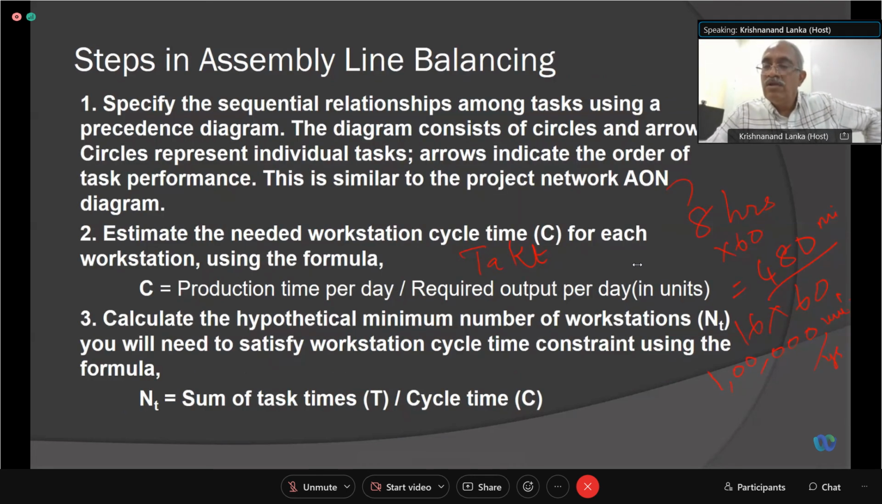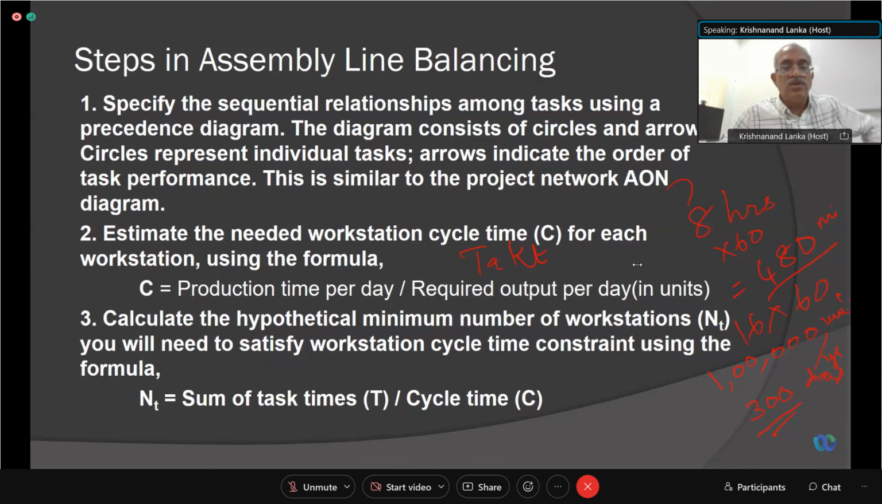In that case, per day, let us assume that the plant works only 300 days, removing Saturday, Sunday, and some national holidays. So based on these 300 working days, you calculate the required output per day. When you divide this 480 by the daily production rate, you automatically get the cycle time.